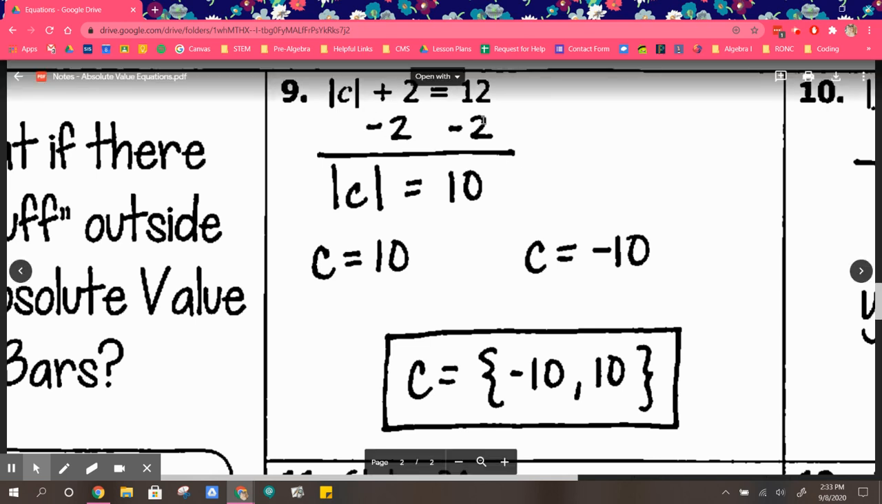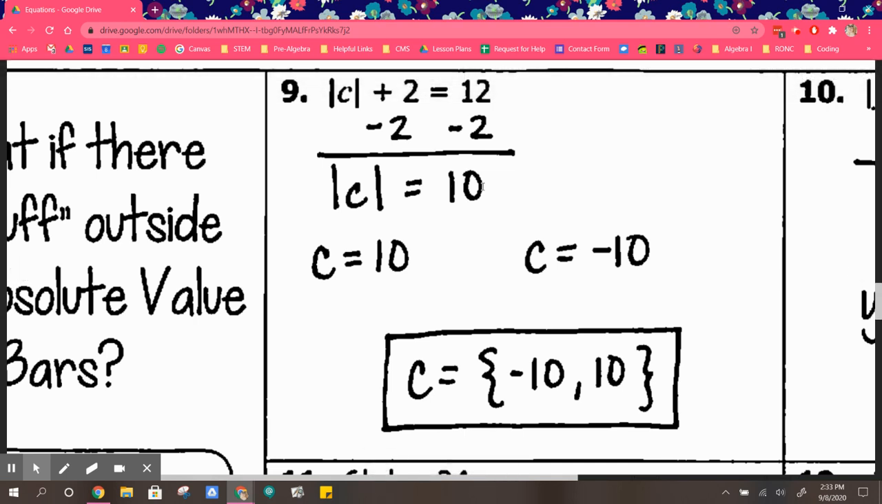So we're going to subtract 2 from both sides first in order to get the absolute value of c equals 10. And then we'll follow our absolute value steps where we set the inside part, c, equal to the positive and negative version of the outside part, so 10 and -10. And when we have that, we can't solve this one, so our final answer is c equals -10 and 10.